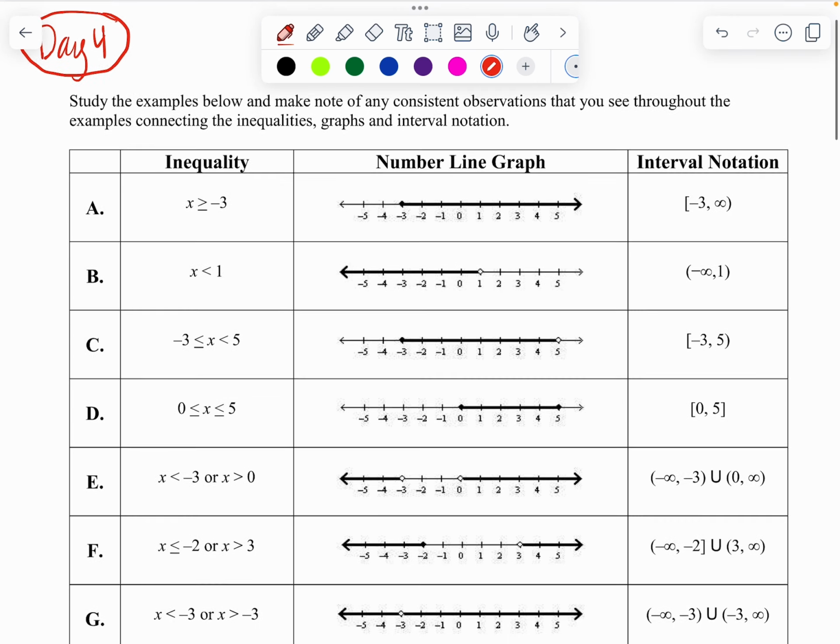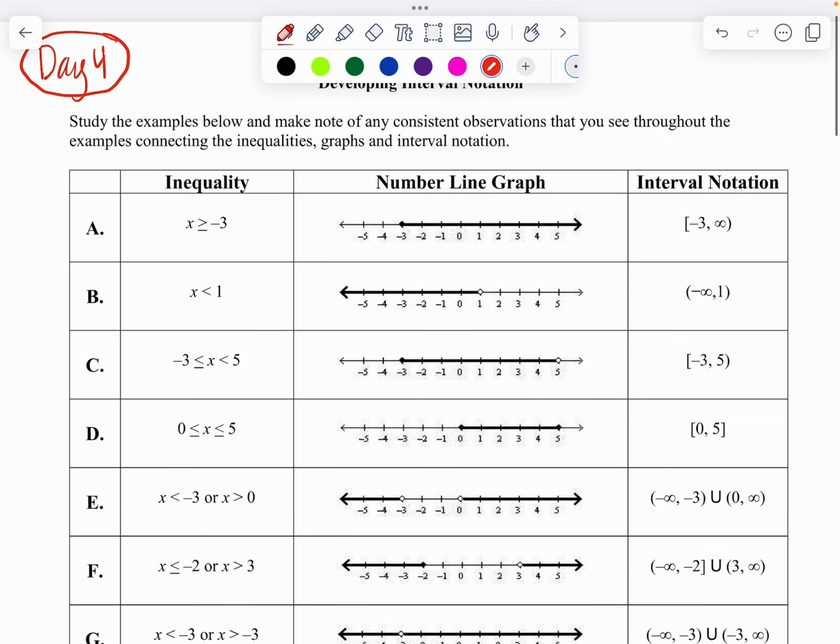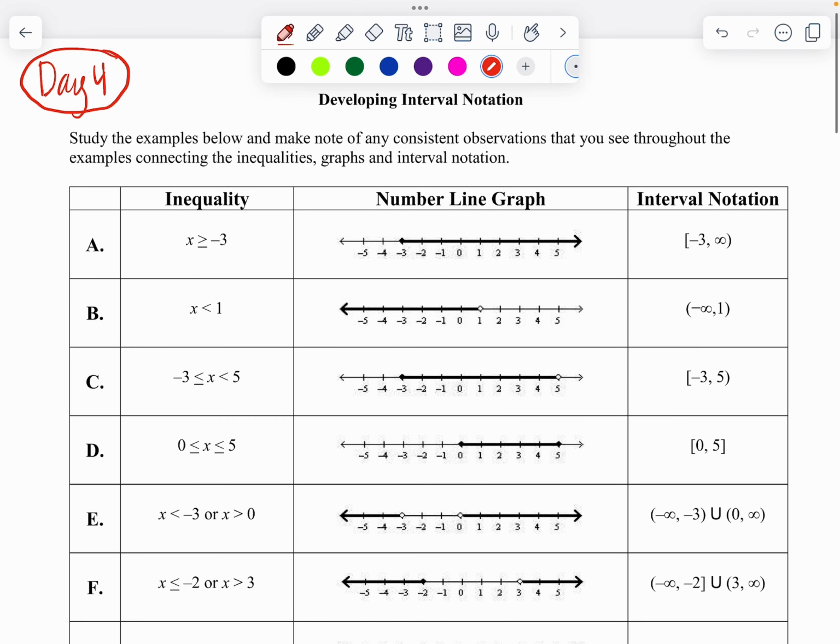And so what I would ask you to do is take a minute to look at the examples below. What we're trying to notice is any consistent observations that you see that connect the inequality notation, the number line graph, and the interval notation. And what we are doing in this lesson is really learning how to use interval notation.